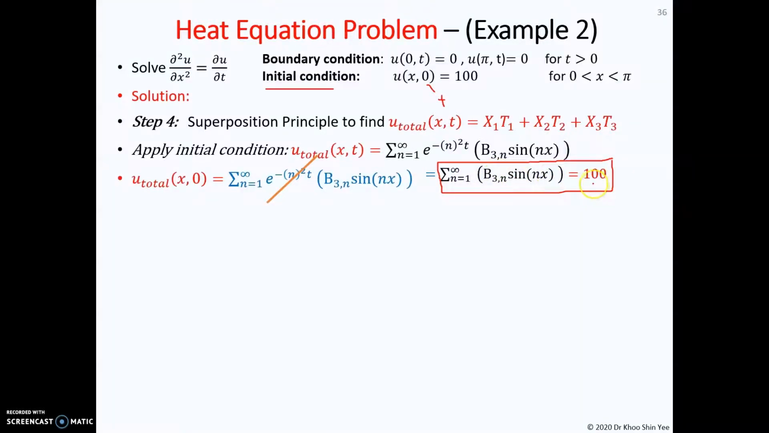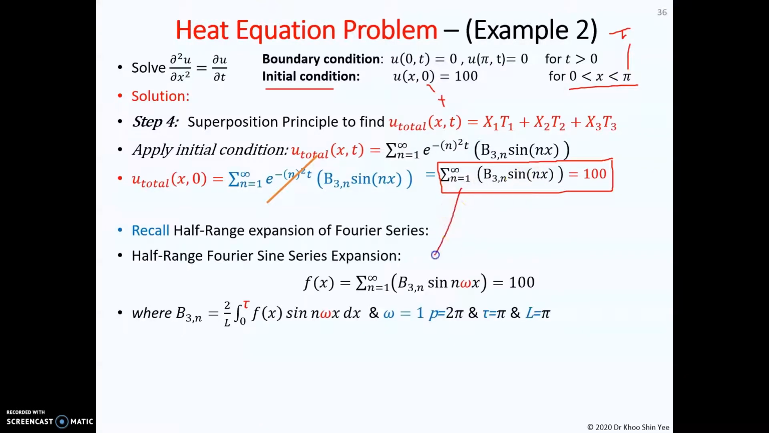Then you successfully obtain this equation, where the summation of the b coefficient multiplied with the sine term here is equal to a constant. And you know that your x is within a finite interval from 0 to pi. So this is your tau, which is the maximum finite interval. Your tau is equal to pi. So when you look at the summation sine term here, you can recall the Fourier series expansion technique.